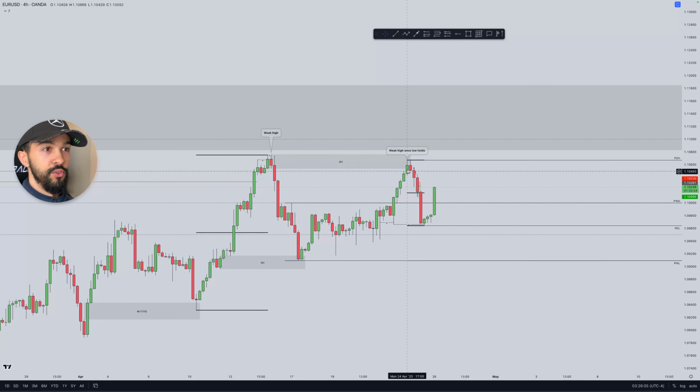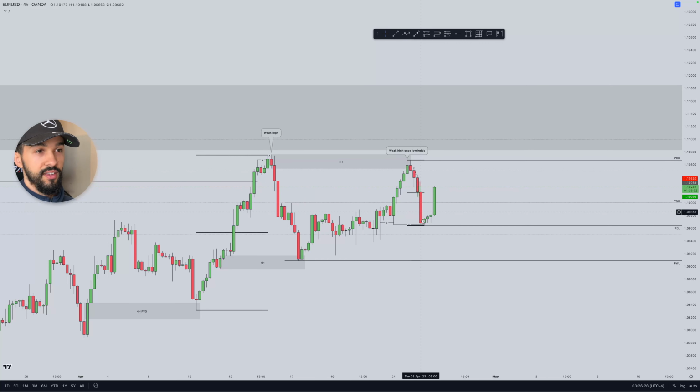We've now made our new leg out of the consolidation. We took plenty of buy side liquidity and stalled here at this 4 hour order block and pulled back, right? So we pulled back and we've now swept some internal sell side liquidity and have started to come back bullish again. So weak high once the low holds.